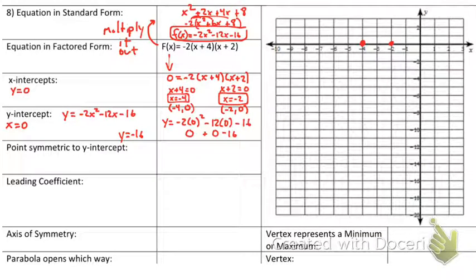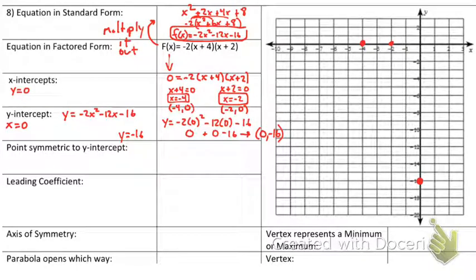Okay. So we want to put this in point form. So point form is, now my 0 is x, and then my y is negative 16. Okay, so let's plot that point. 0, negative 16 is right here. It's on the y axis. So that's your y-intercept.